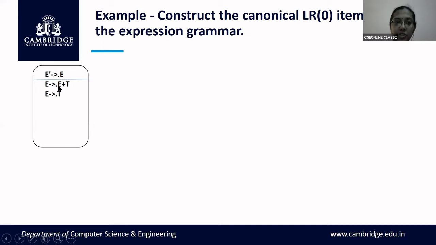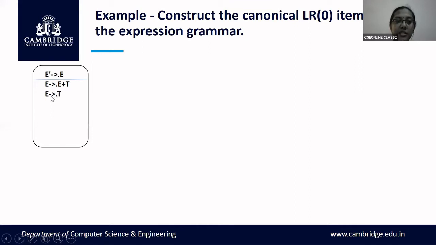Now comes the next production rule. E derives dot E plus T. The dot is followed by what? The dot is followed by a variable. What is that variable? E. Now you have to take the closure of E, in the sense, add all the productions where E is on the LHS. You have already added them because the first production itself was dot followed by E. You have taken the closure of E. So you are done with the closure of E.